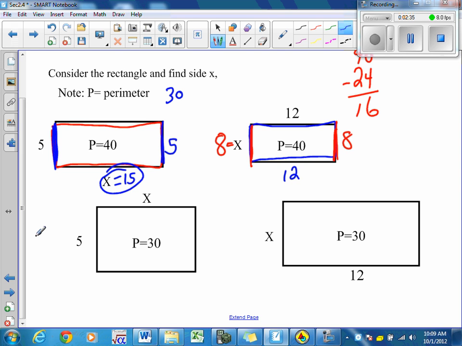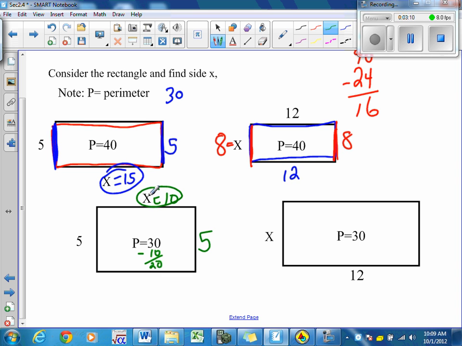This side is 5. That's 10. That means if I take that 10 away, I have 20 left for two sides. So that means this side is 10. Over here, this side is 12. So this side is 12. So that's 24. I have 6 left. I divide that on my two sides, and I get each side is 3. Understanding that with a rectangle is going to help us as we go forward.